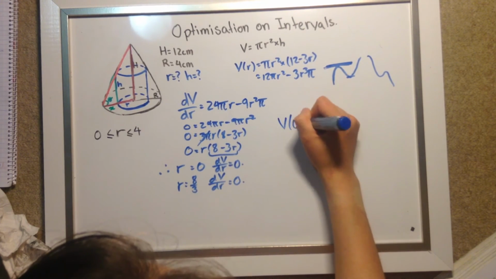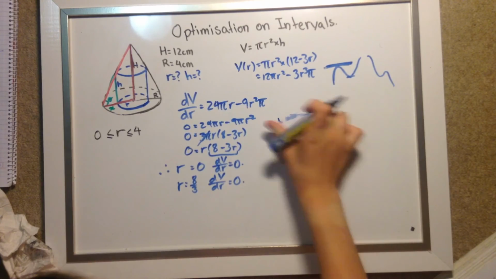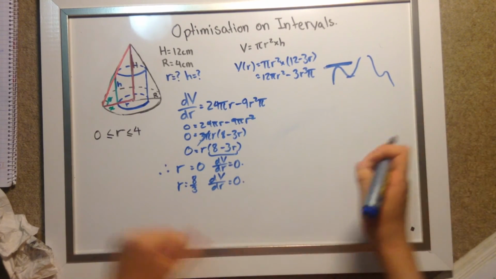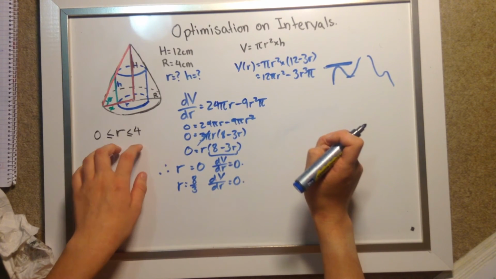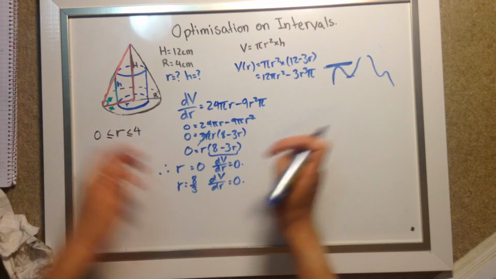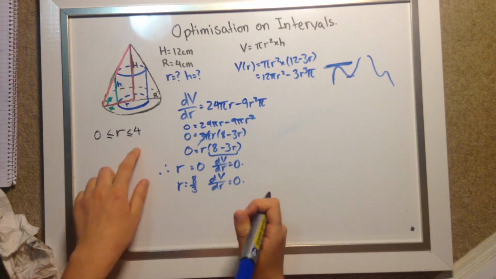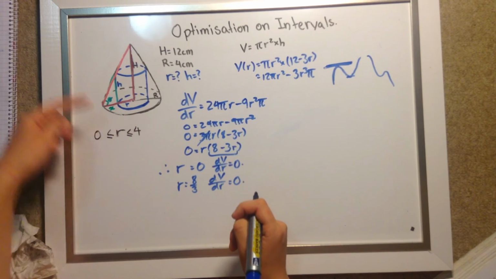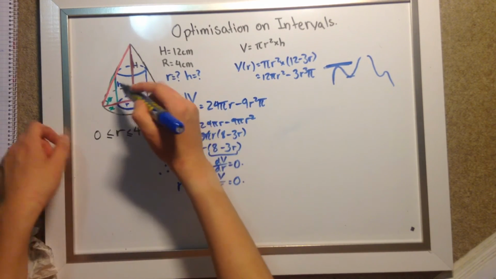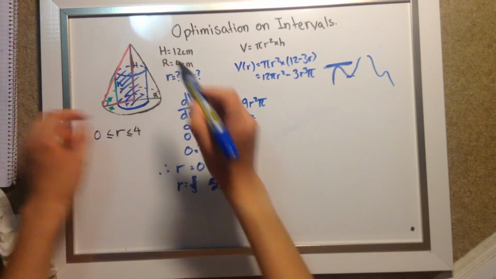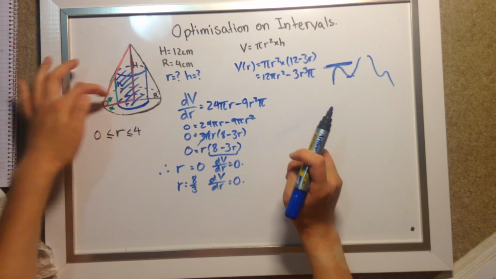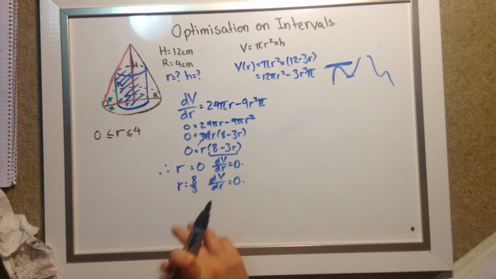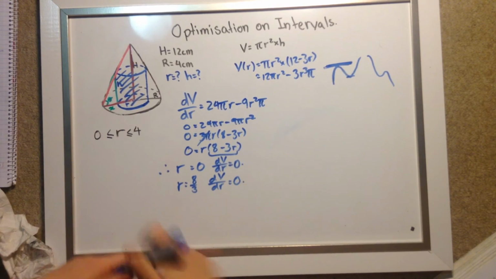So V of 0, actually I should probably explain. So we can just use the values, so the endpoints, to figure out what the volume will be at those endpoints. So if the radius is equal to 4 centimeters, we can figure out what the volume of this cylinder is, and we can figure out the volume if this radius is equal to 0 centimeters. And obviously, it's pretty intuitive, and it will also show up in the equations.